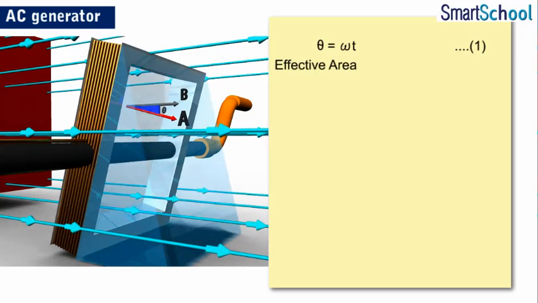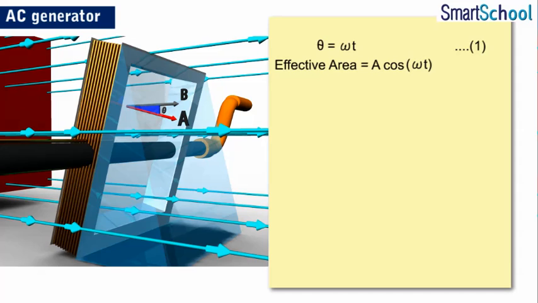The effective area of the coil, which is linked with the magnetic field, is A cos theta. From equation 1, it is clear that the effective area of the coil is a time-dependent function. In other words, the rotation of the coil causes the magnetic flux through it to change, thereby inducing an EMF in the coil.